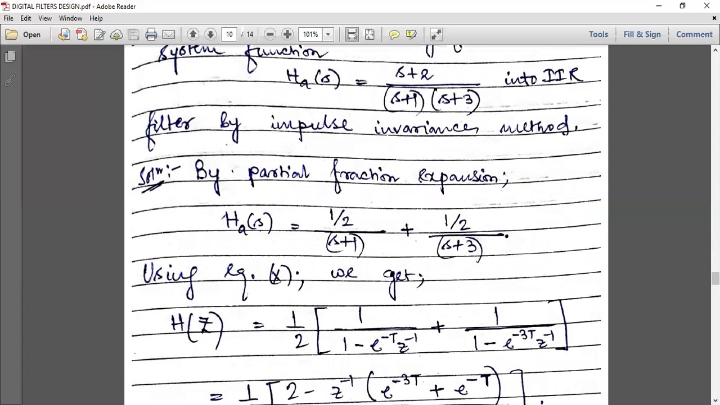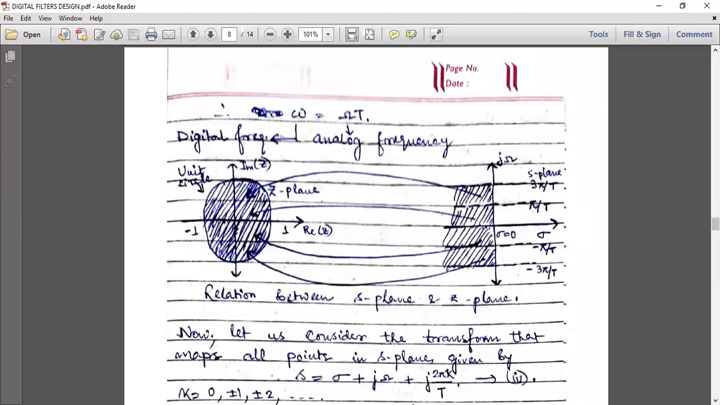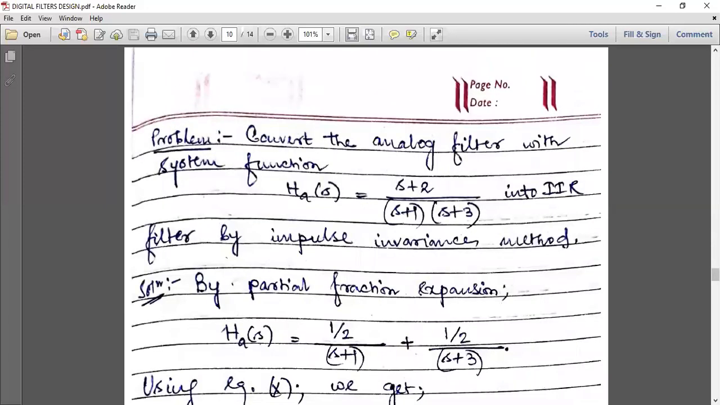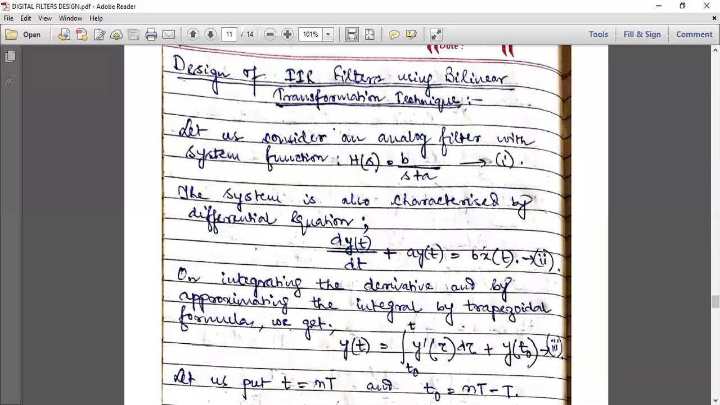Now, in order to overcome this aliasing problem, it is necessary to have a transformation in which the mapping is one-to-one. You remember, I told you it is a many-to-one mapping. You can see the diagram again: this is a many-to-one mapping, the relation between the Z plane and S plane. So for a better transformation, we should have one-to-one mapping. That one-to-one mapping is given by the bilinear transformation. Clear to all of you?